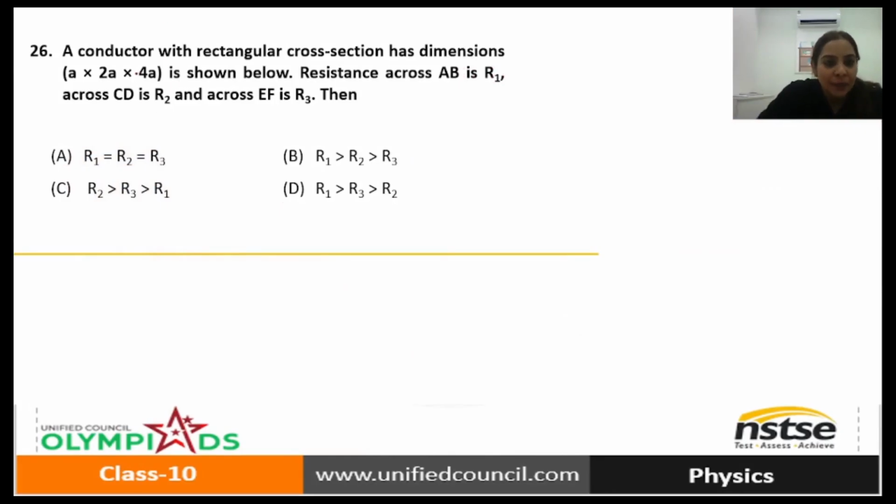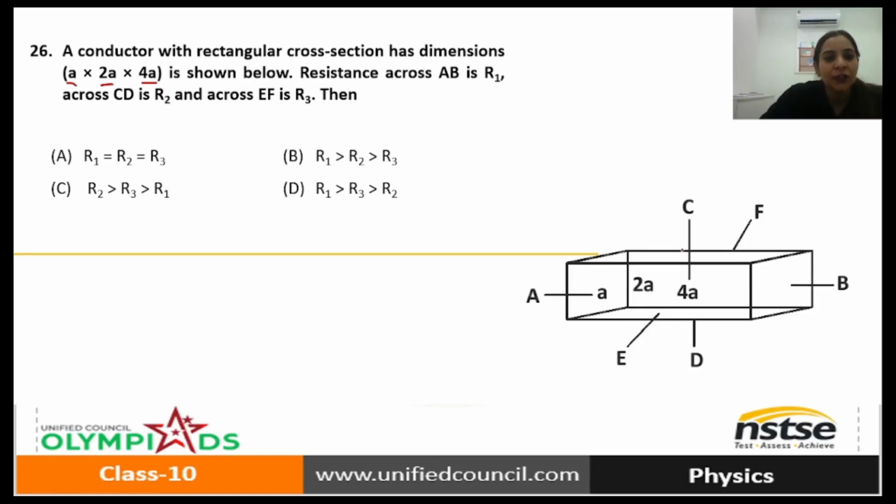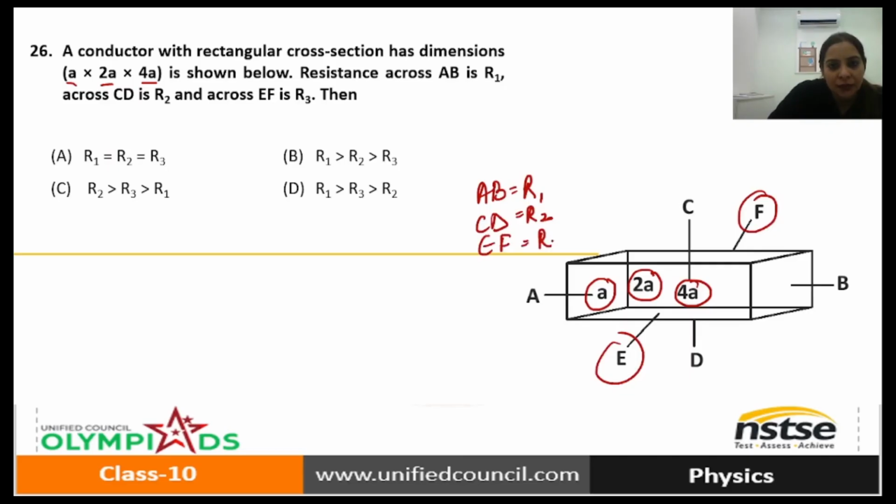First question says, a conductor with a rectangular cross section has dimensions A into 2A into 4A as shown below. So here we have a rectangular conductor and its dimensions are A into 2A into 4A. I think it is visible. These are the dimensions. Resistance across AB is R1. So resistance across AB, we'll write here, is taken as R1. Resistance across CD is taken as R2. And resistance across EF, see this is EF, is taken as R3.